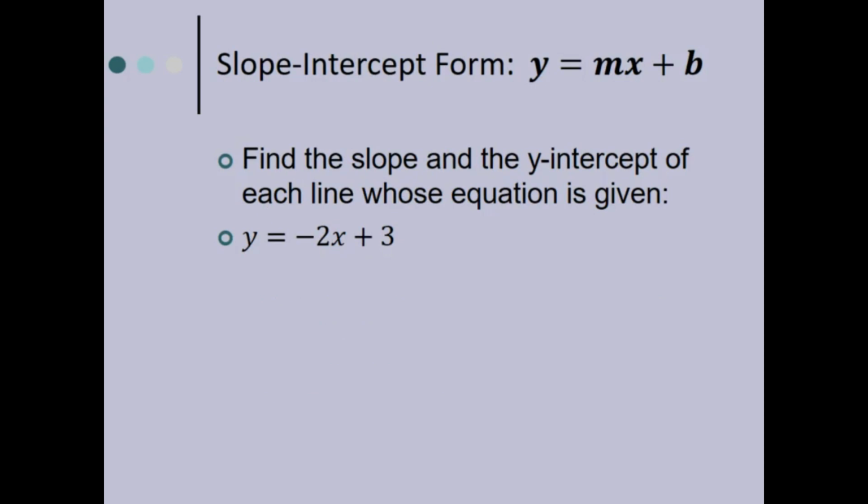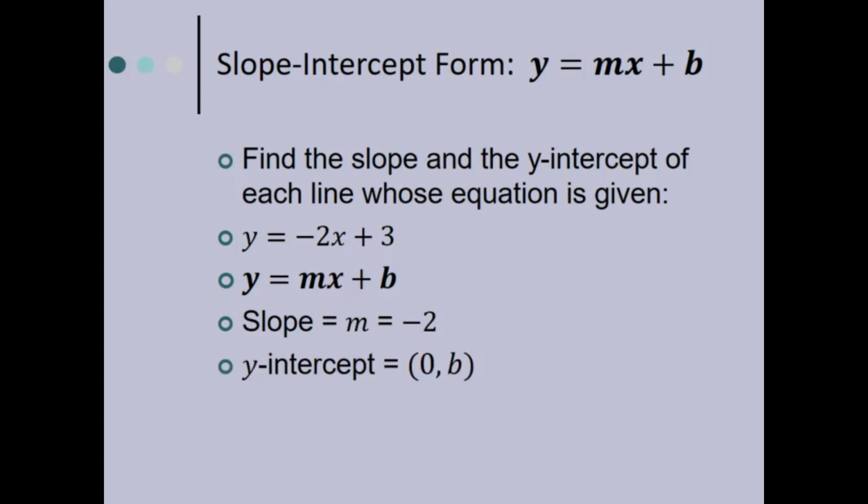Here we have an example, y equals negative 2x plus 3. It's in the slope-intercept form, so to pull off that slope, the value of m, which is the coefficient of x, provided y is by itself with a coefficient of 1, which is the case, we see that the slope is equal to a negative 2, since that's the coefficient of the x term.